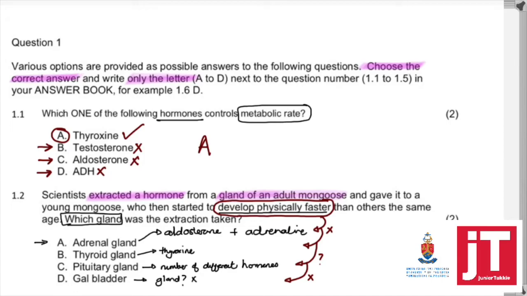So I would hedge my bet on option B here, because we know that thyroxine impacts on metabolism and also has an effect on skeletal muscle development as well as bone development. So I would go with developing physically faster. I would choose option B over the other three that were provided for us over there. So we're looking at the thyroid gland because we're looking at the extraction of thyroxine as the possible hormone that's referred to in this investigation.